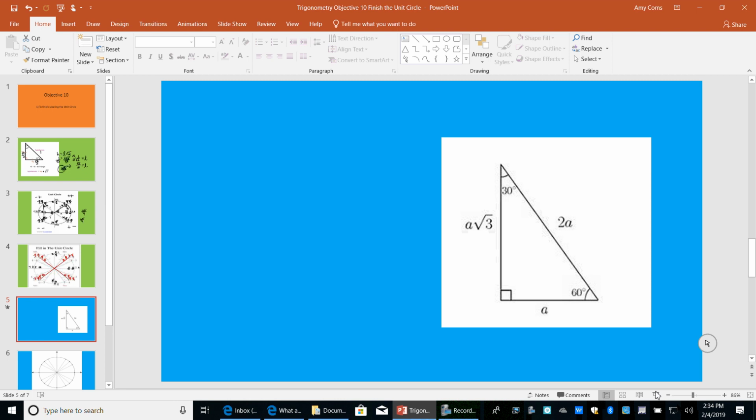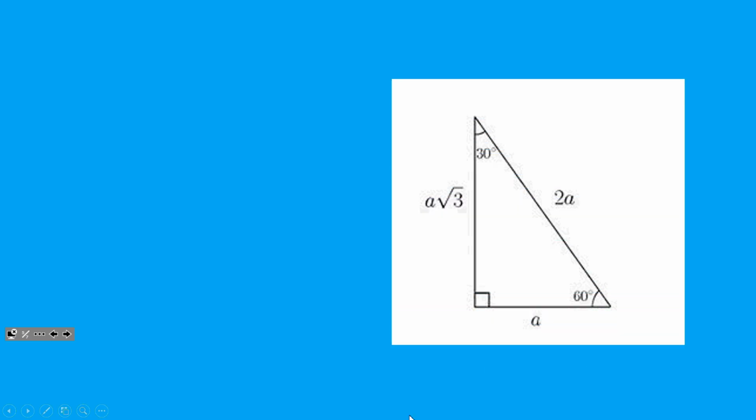Okay. So now we're going to take a look at 30, 60, 90 triangles. And I'm going to give you this page. This one has taken out all the 45s. So when I give this to you, I want you to take a minute and go ahead and label your 0, 90, 180. Go ahead and label each axis.